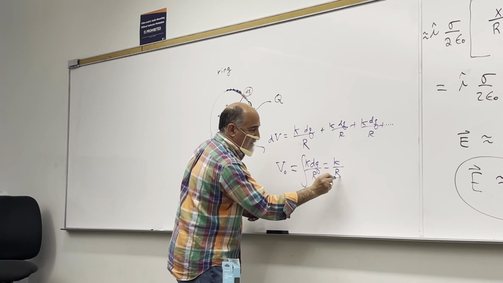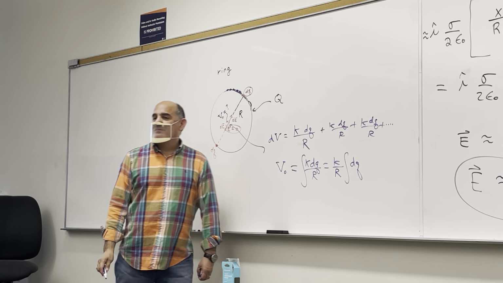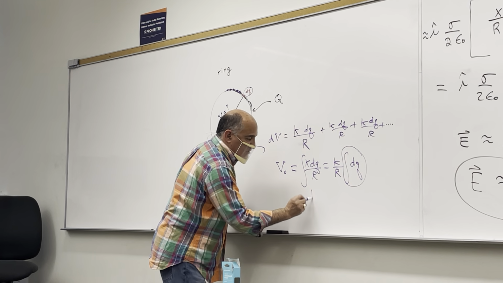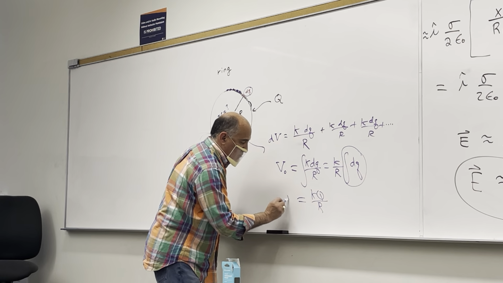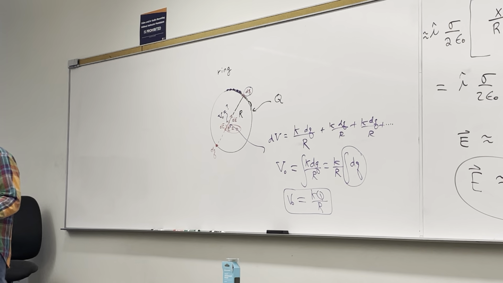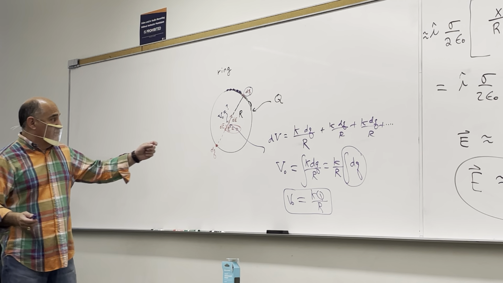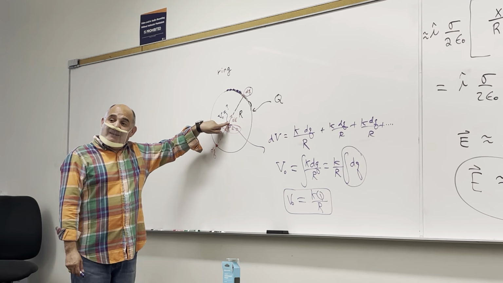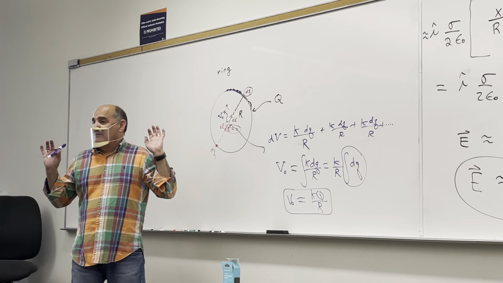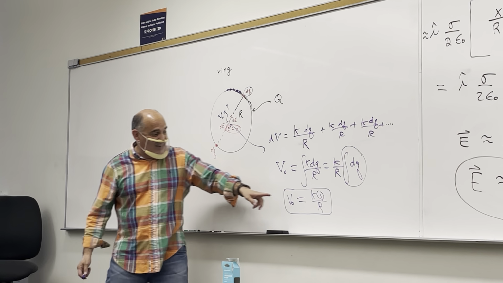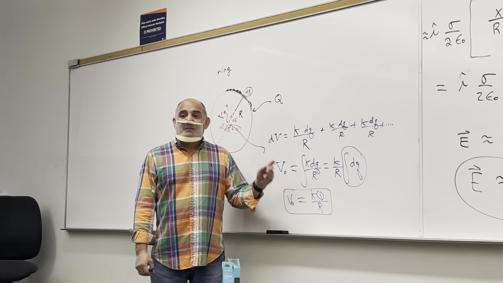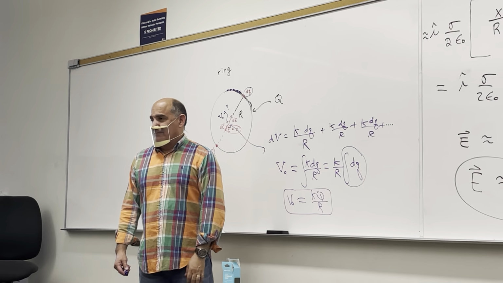But k and R are constants. So it's just, and what is this? This is just the sum of all the dq's. This is kQ over R. All the charge is at the same distance away from the field point of interest. So it's just k times all the charge divided by the distance from the charge to the point, kQ over R. Where R now is, this is not the electric potential generated by a point charge capital Q. No, this is the electric potential generated by charge distributed over a ring.